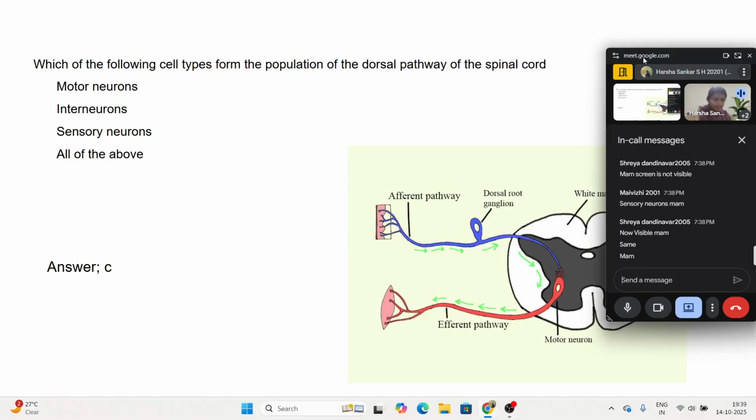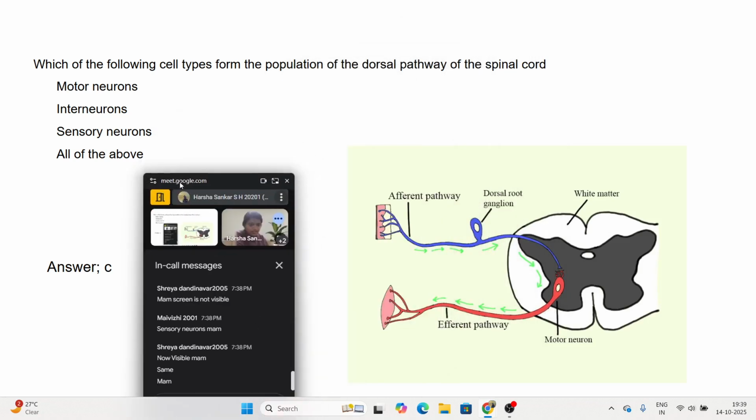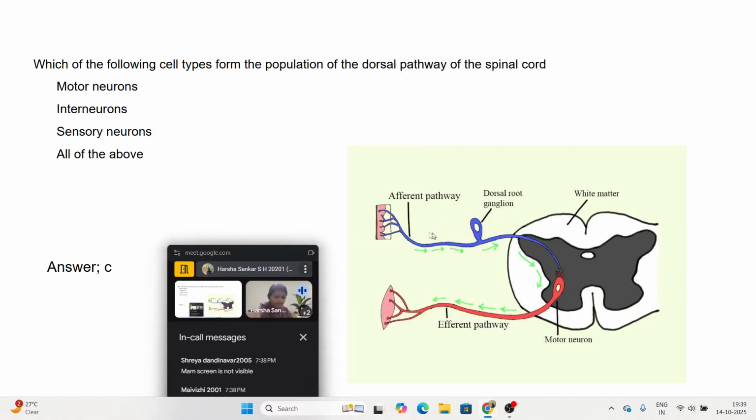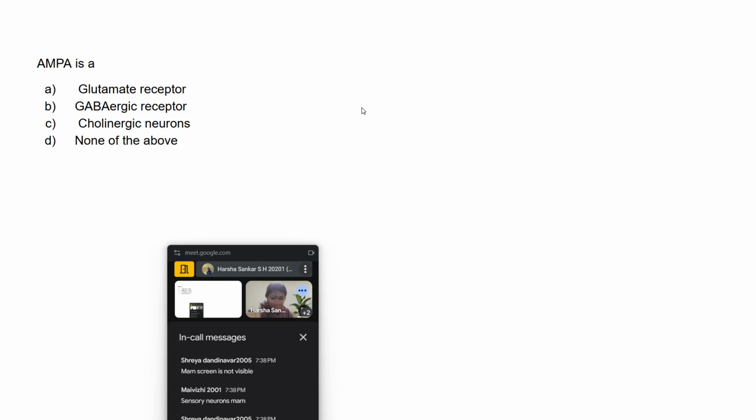Here there is a picture. You can write afferent pathway, dorsal root ganglion. Efferent pathway, motor neuron. So efferent or descending or motor neuron or ventral. And sensory, afferent, dorsal, ascending. I was just telling the names.